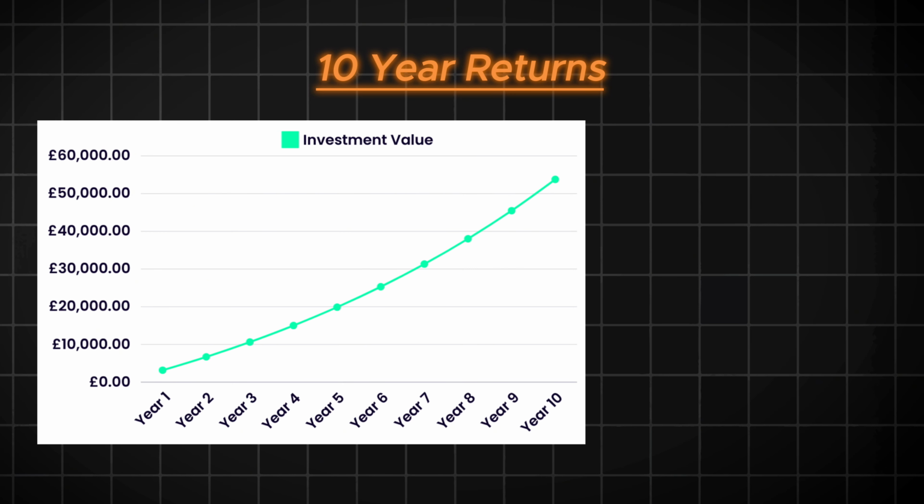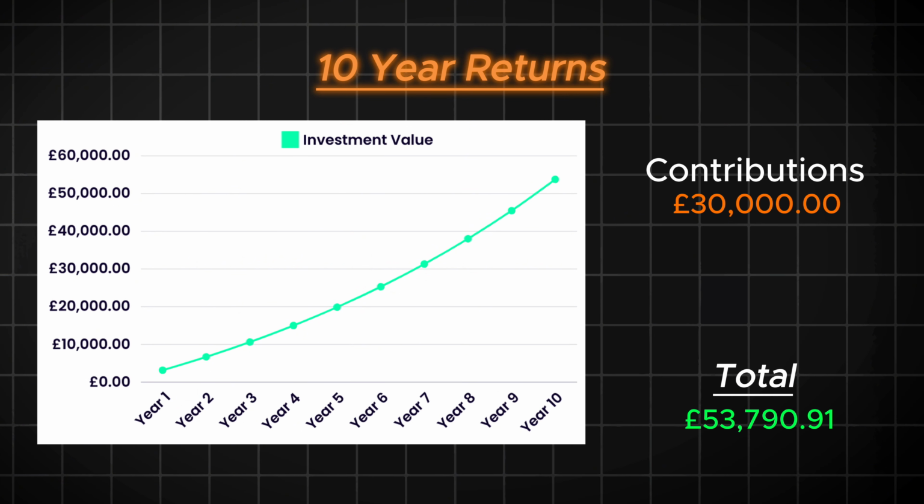We've now saved a total of £53,790.91. But the interesting part is that we've only contributed £30,000 of this, which means we have gained a whopping £23,790.91. Okay, let's keep going with this and see how drastic a change 20 years can make.